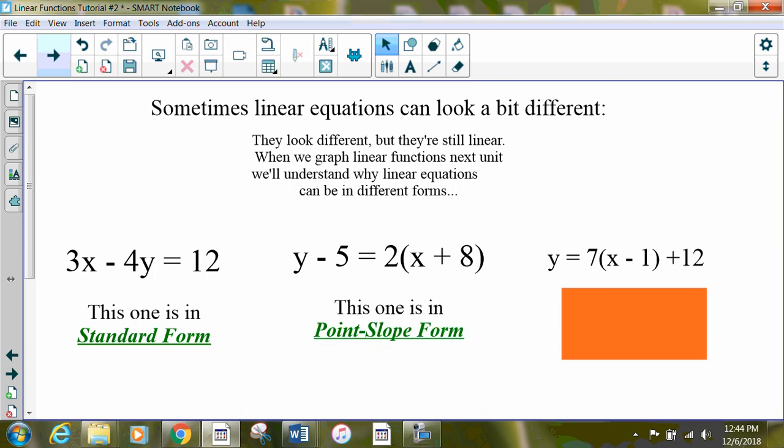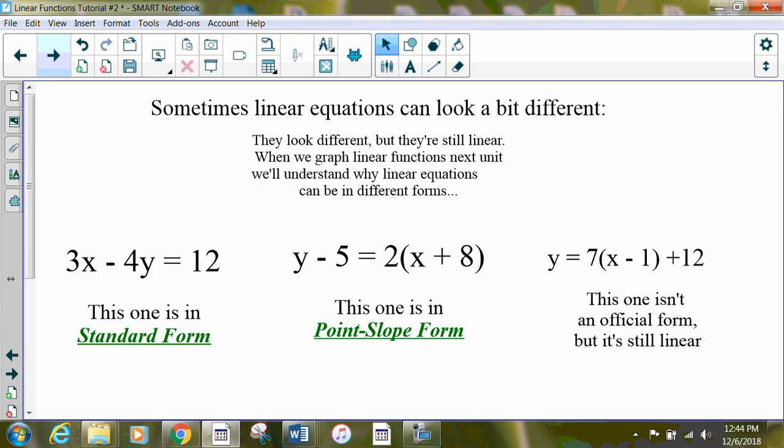When we see something like this one, it's a linear equation, but it's a very specific form called point-slope form. And sometimes you'll just see linear equations that look like that. It's not an official form, but it's still linear. So later on in this unit, we're going to be able to identify a linear equation from non-linear equations. So we're going to get really good at that.